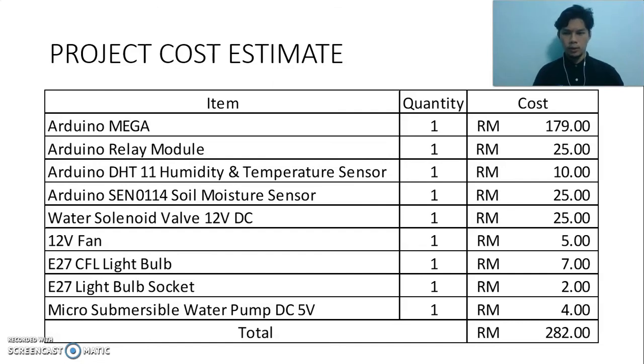And then I'll be using water solenoid valve to reduce the level of water in the garden. I'll be using 12-volt fan to improve the airflow around the garden. For the light source, I'll be using CFL light bulb, and then I'll be using micro submersible water pump to direct the water flow into the garden. So this is the total estimate of my project cost.